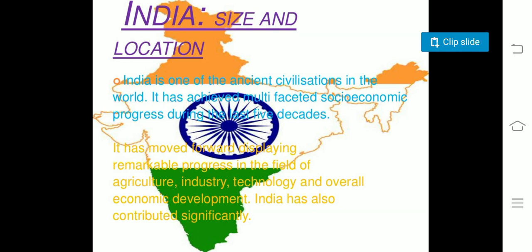It has achieved multifaceted socio-economic progress during the last 5 decades. Means in the last 50 years we have achieved a lot in societal as well as economic terms. And we have moved forward and we have shown remarkable progress in terms of agriculture, industry, technology, and overall economic development.